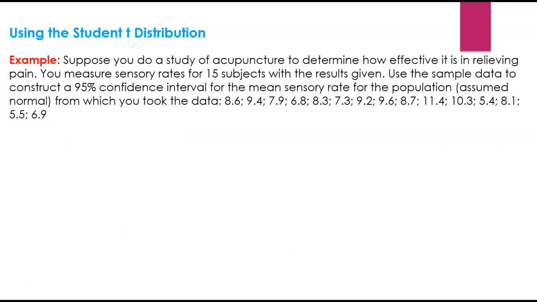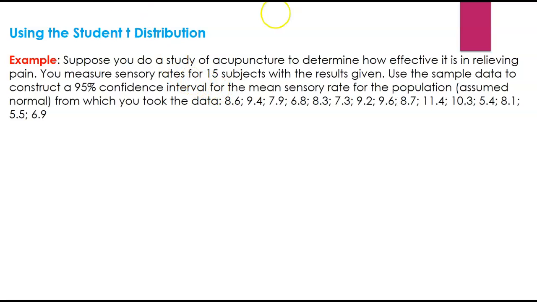Here's an example. Suppose you do a study of acupuncture to determine how effective it is in relieving pain. You measure the sensory rates of 15 subjects with the results given. We're going to use the sample data to construct a 95% confidence interval for the mean sensory rate for the population, which is assumed to be normal, from which we took the data, represented here. Now, this data you would simply plug into your calculator or a spreadsheet, and then use the statistics function to get the sample standard deviation and the sample mean.